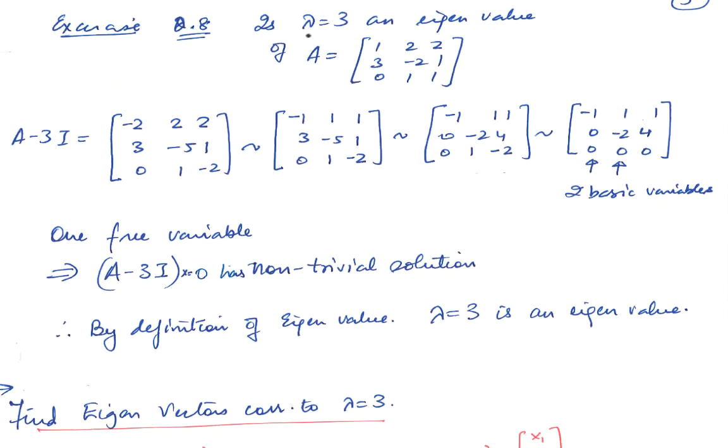It says, first of all, is lambda equal to 3 an eigenvalue of this 3 by 3 matrix? What does that mean? You have to show if it is an eigenvalue. What do you have to do? A minus 3I x equal to 0. That means this matrix has linearly dependent columns. That's what you have to just prove.